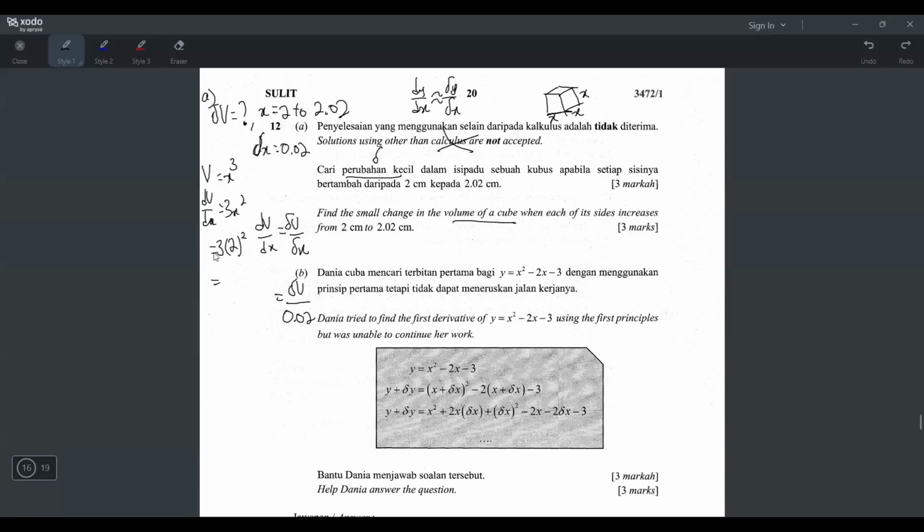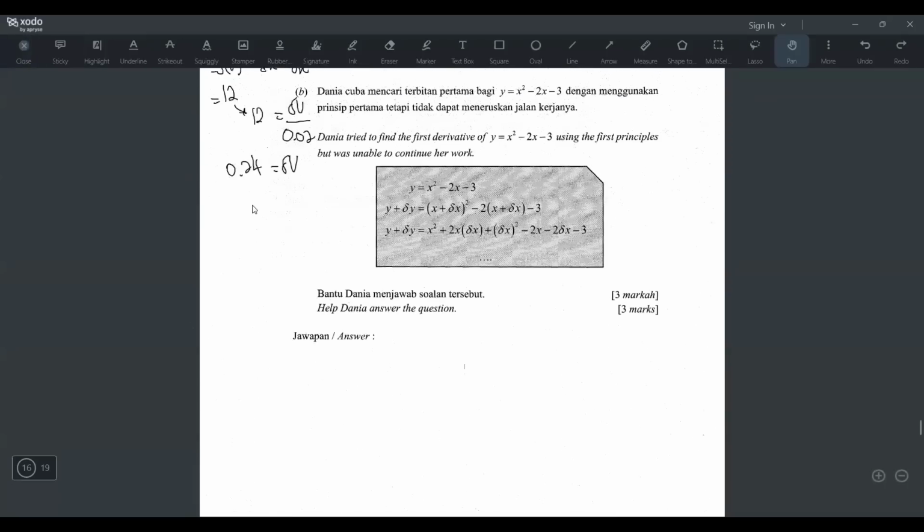And then 2 squared is 4. 4 times 3 is 12. And then the 12 can put inside here. And now you can find delta V. 12 times 0.02. You will get the answer, 6/25. Or you can write in decimal. The decimal answer doesn't have many decimal places, so I'll just write in decimal. So this is the answer.